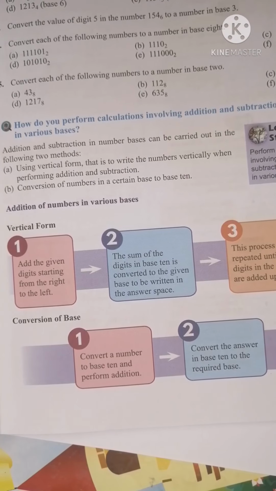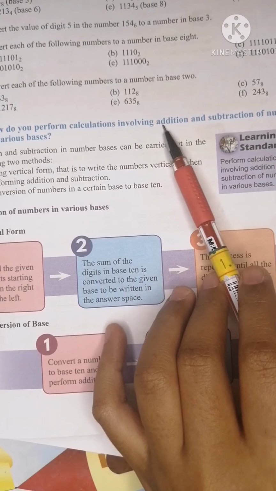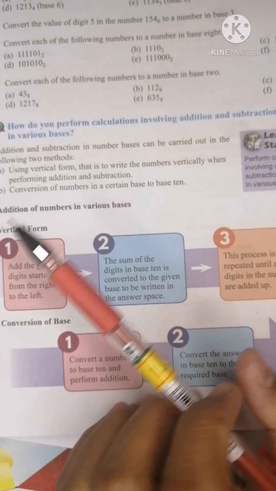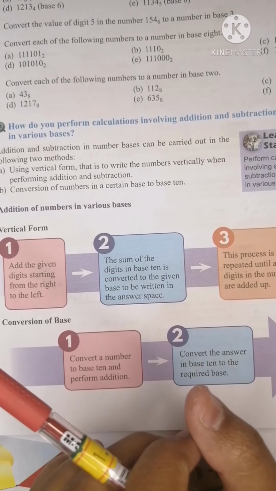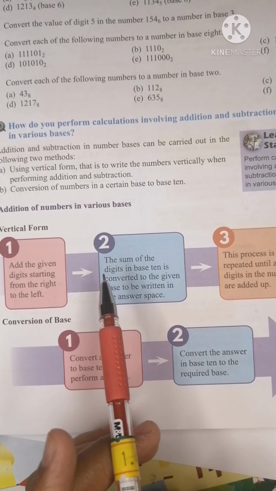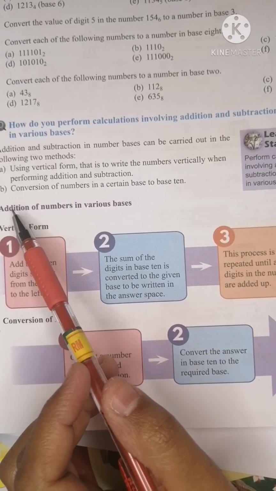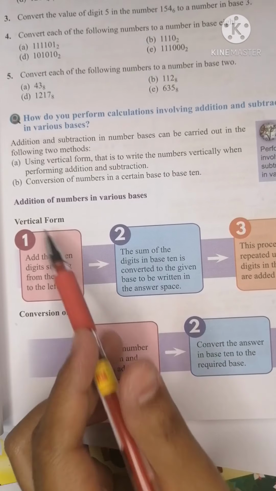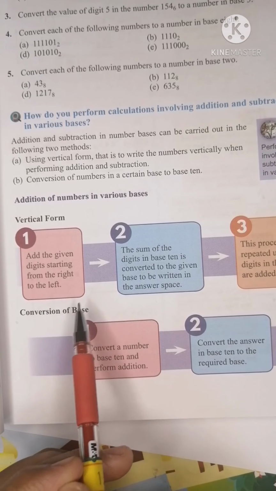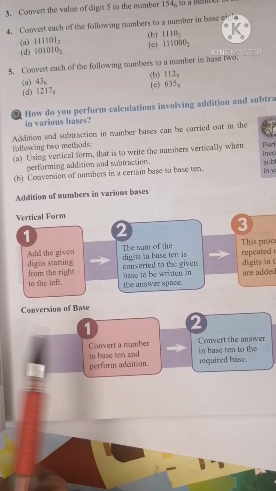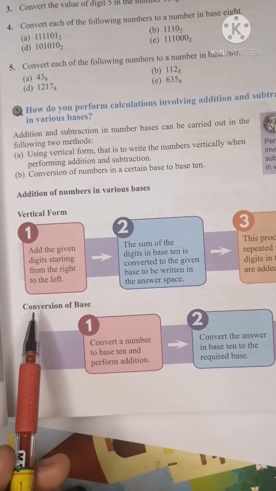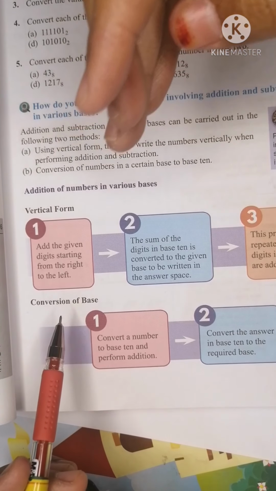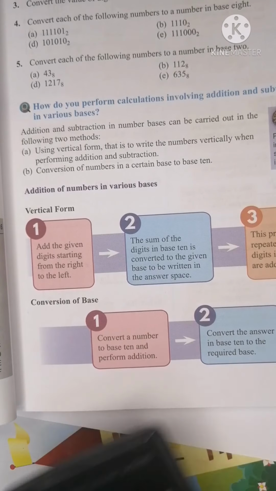Okay, class. Now we proceed with how to perform calculations involving addition and subtraction of numbers in various bases. In your textbook there are 2 types of ways to perform the addition and subtraction. You need to apply vertical form and conversions of base. The vertical form I didn't teach you, but the conversion is what I taught you in our previous lesson. But it's okay, don't worry, because we will do it in a simple way, which is we will calculate addition and subtraction of numbers in various bases by only using calculator.